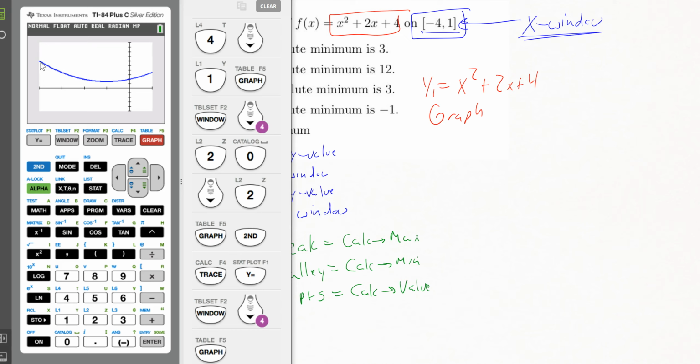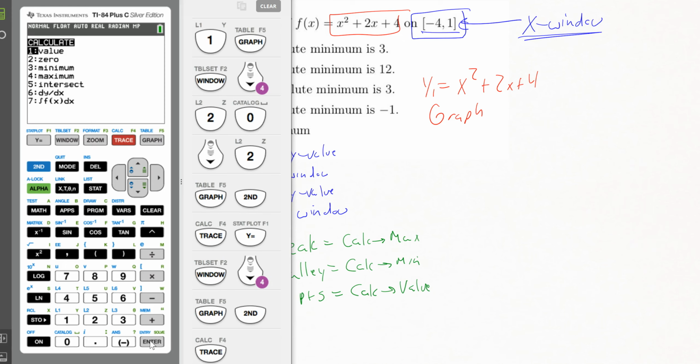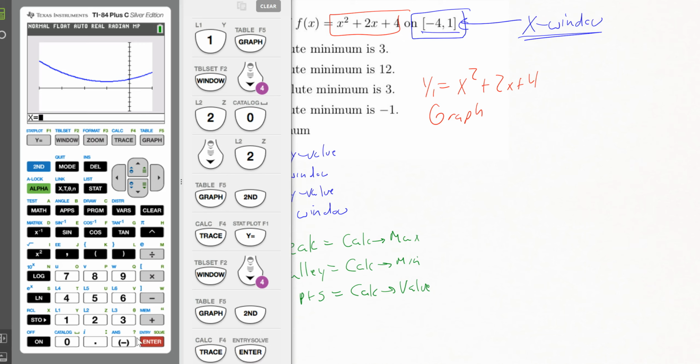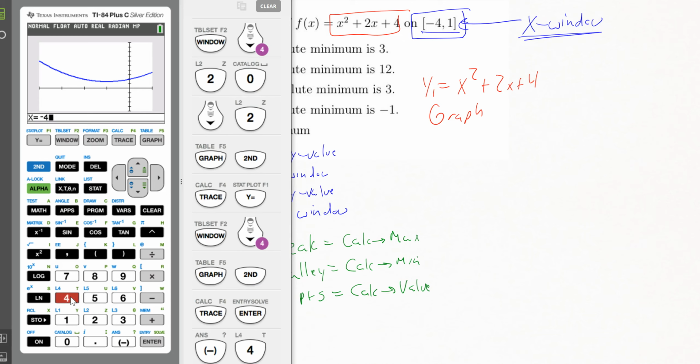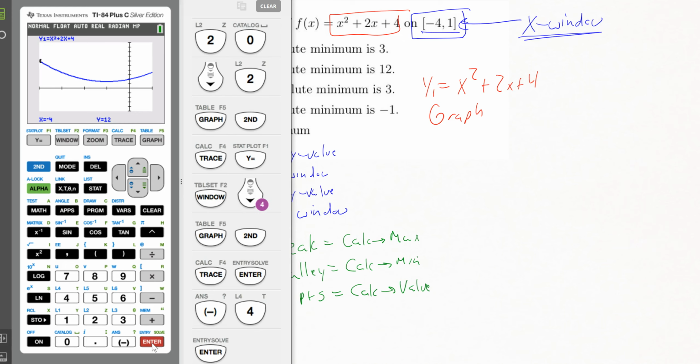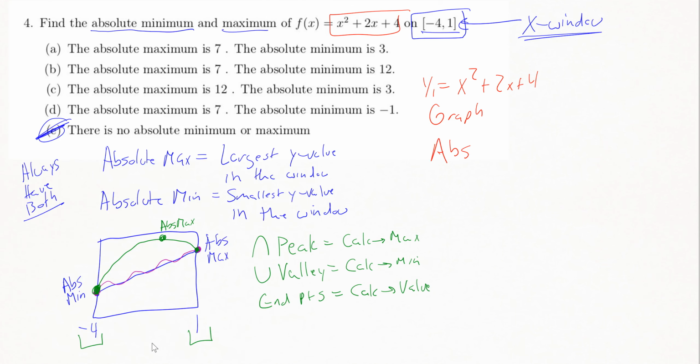If I'm calculating something at an endpoint, that's when I'm going to do a second calc, and then I'm going to choose number 1 value. I know where that left endpoint is. I set my window to have -4 as that left endpoint over here. So I'm typing in -4 to get out that y value. And that tells me that at -4 I have a y value equal to 12. So my absolute max is going to be at the point -4, 12.